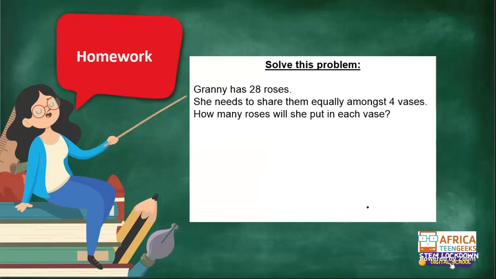And therefore, I gave you a homework sum like this. Solve this problem. Number 1, you read it first. While I'm reading it, you need to take a snapshot. Otherwise, you won't remember what to do. So here is the story. Granny has 28 roses. She needs to share them equally amongst 4 vases. How many roses will she put in each vase?